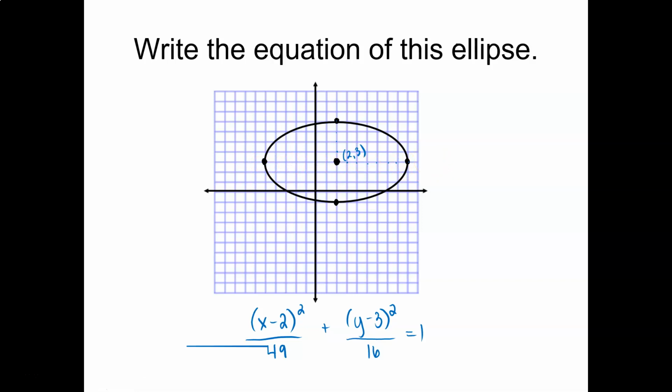If it's not, it turns into a hyperbola. So if you have a minus right here, it's going to turn into a hyperbola, which we will learn about tomorrow. So it just has to be equal to 1, or it's not going to be an ellipse. Okay.